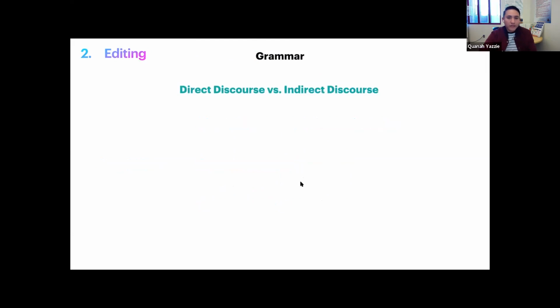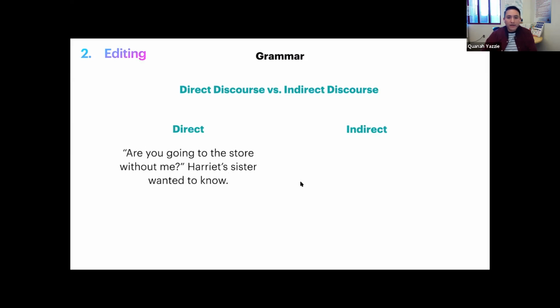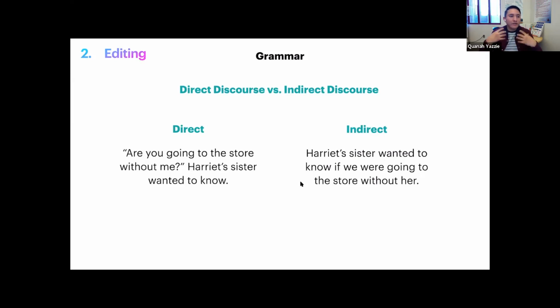So the first one, direct discourse versus indirect discourse. Here we have direct, and then we have indirect. Here are two examples on both. When we run across something like this, we're specifically talking about the voice of how you're introducing a quote. With direct on the left, we're introducing the quote, "Are you going to the store without me?" Harriet's sister wanted to know. Here on the right, we're saying Harriet's sister wanted to know if we were going to the store without her.